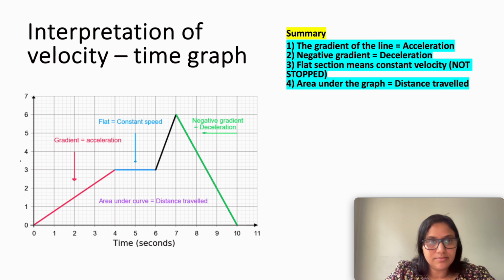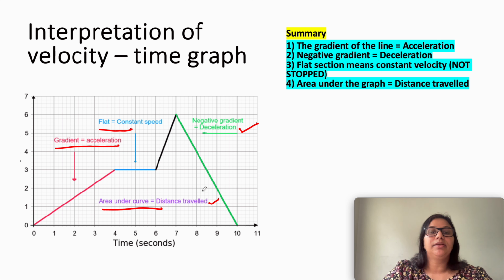So what are the outcomes of this velocity time graph, and what is the interpretation of a velocity time graph? The first outcome is the gradient of the line gives acceleration. A negative gradient means it is decelerating. A flat section means it is moving with constant speed. And the area under this graph gives the distance traveled by the body. That is very, very important.